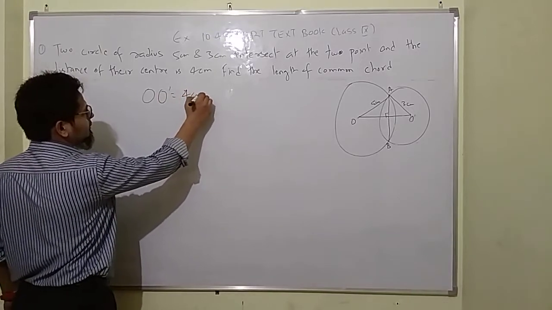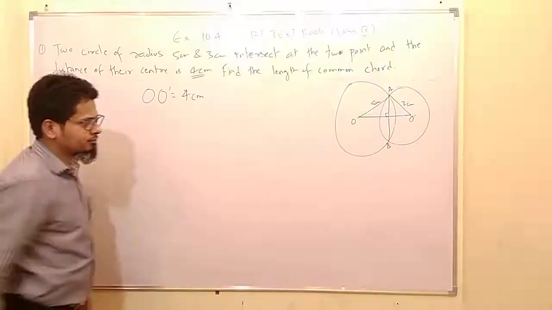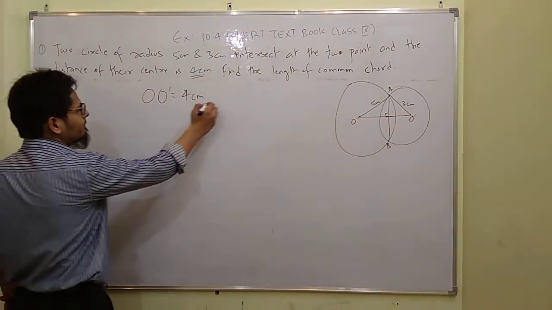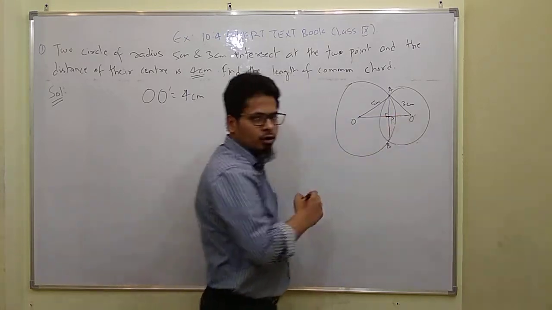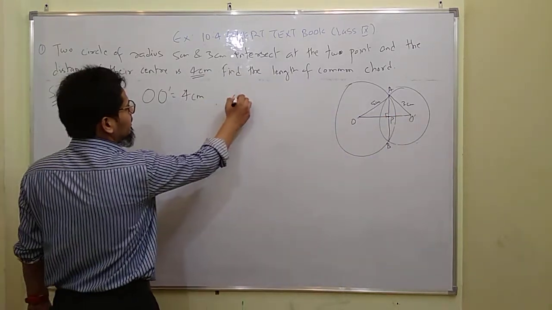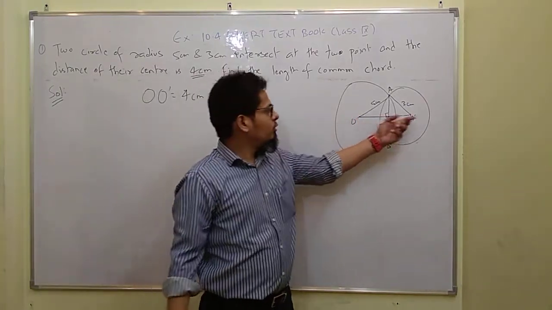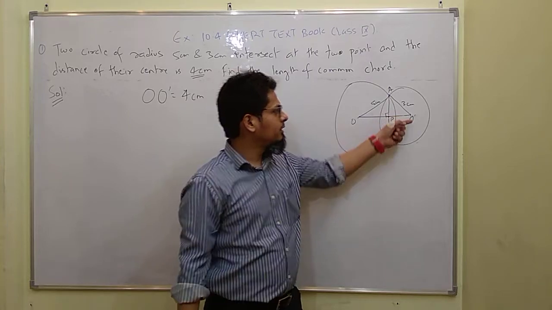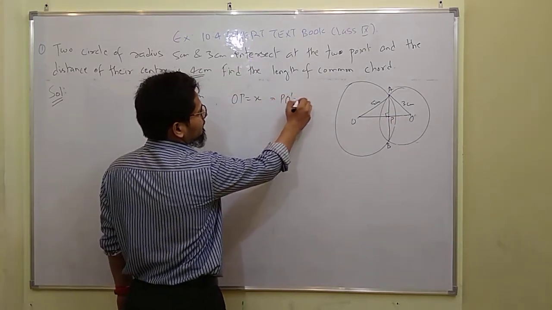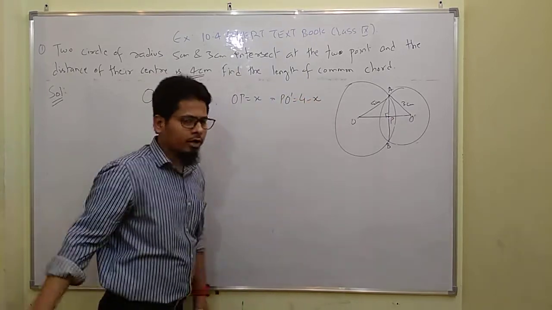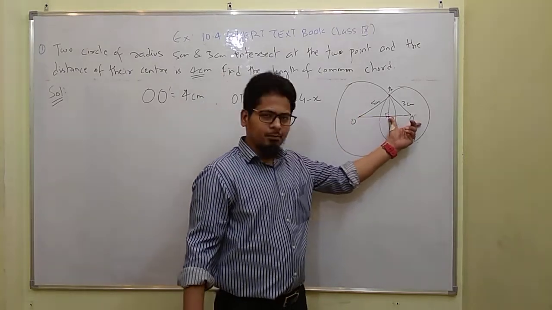OO dash is equal to 4 centimeter, it is given in the question, right? You can see here, it is 4 centimeter. So for example, let this point be P. This point is P. And if OP is x, and OO dash is 4, then PO dash will be 4 minus x. Then PO dash comes, right?